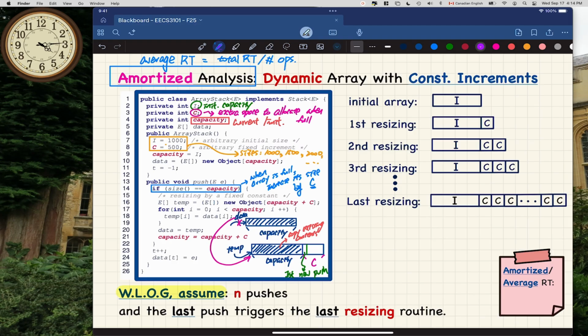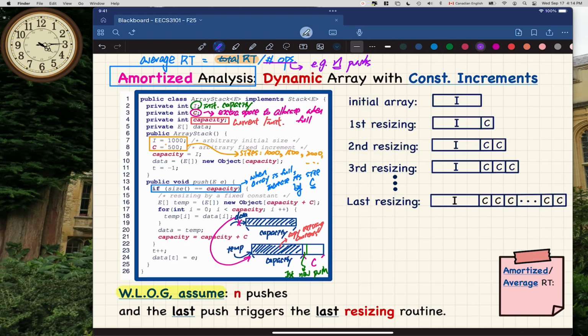So over here, in our particular scenario, the number of operations could be, for example, n pushes for a stack. If you want to do a similar analysis for queues, it will be the number of enqueue operations. And then over here, the total running time.